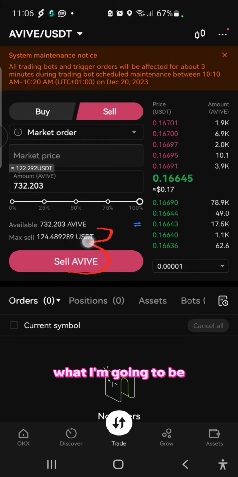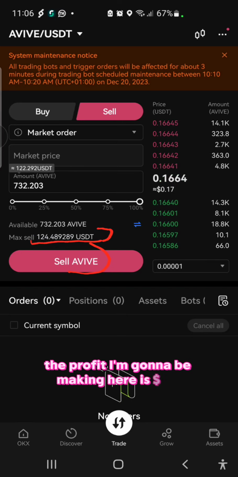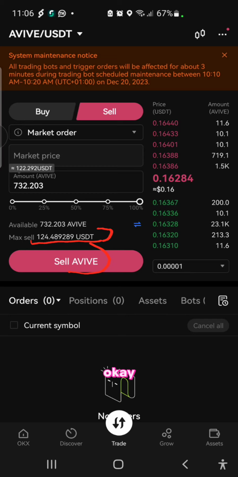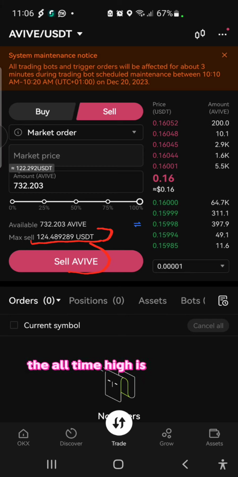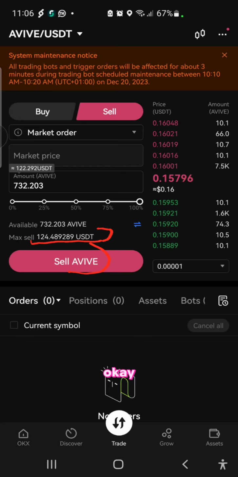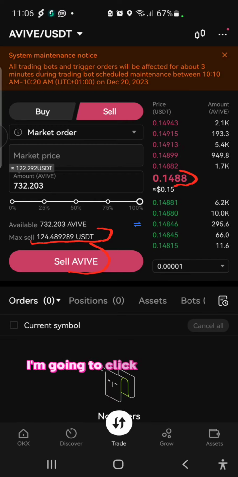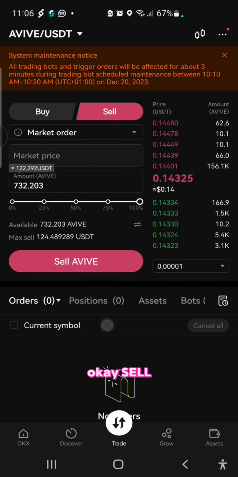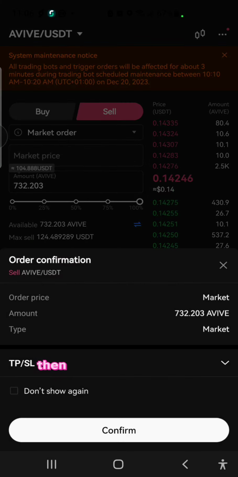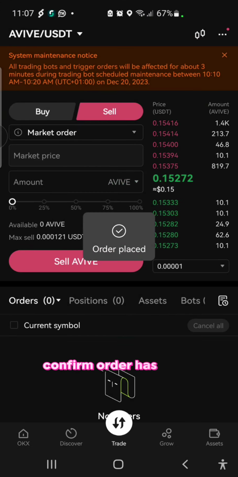So the profit I'm going to be making here is $124. Okay, the all-time high is currently 0.15. Let me see if it can still go up a little bit so I can place my trade. Hold on, this is the market price here, but I can go ahead and take profit right now. So I'm going to click on this sell button now to sell. Okay, sell. Then don't show this next time. Confirm. Order has been placed.